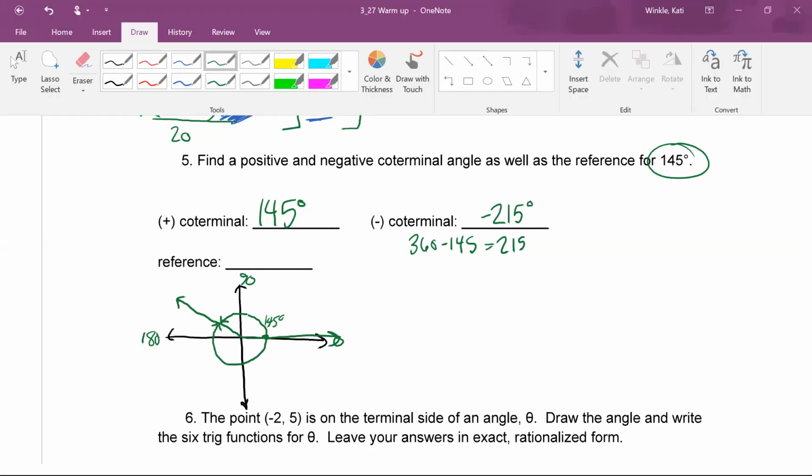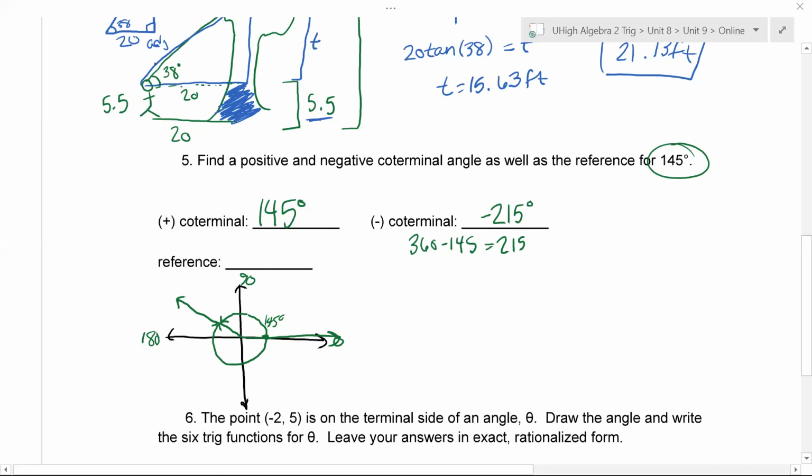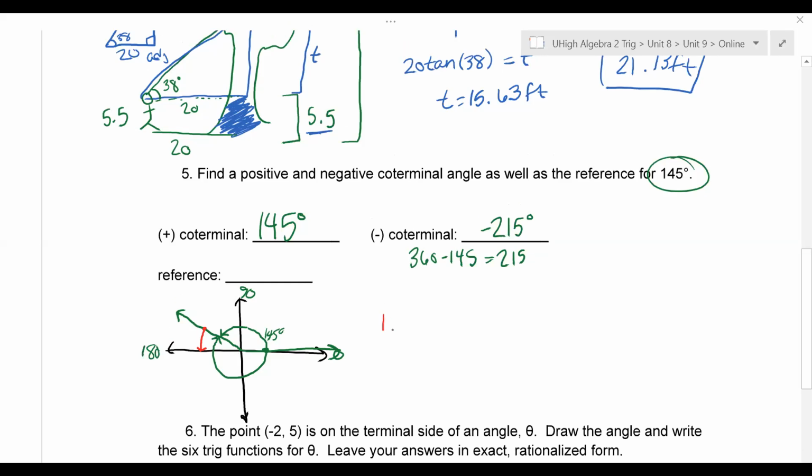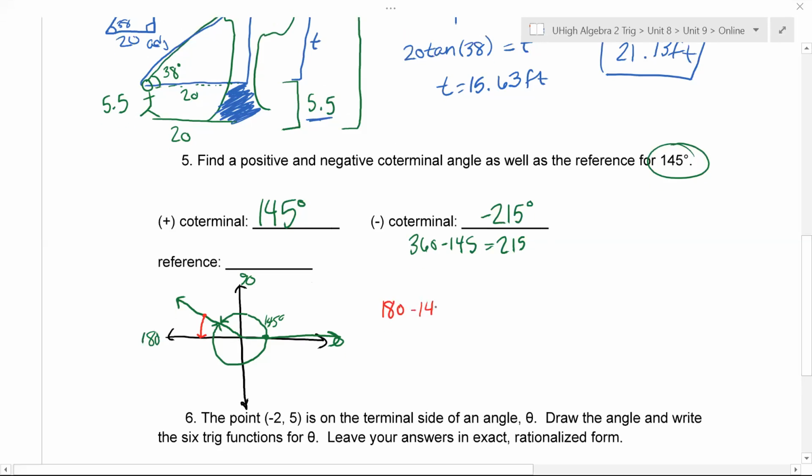And the last thing is going to be our reference angle. So I'm going to start on my terminal side, and I'm going to go to the closest x-axis, which is just straight down. So the angle created from my 180 degrees to my 145. So I'm thinking I'll do 180 minus 145, which will give me 35. So my reference angle is going to be 35 degrees.